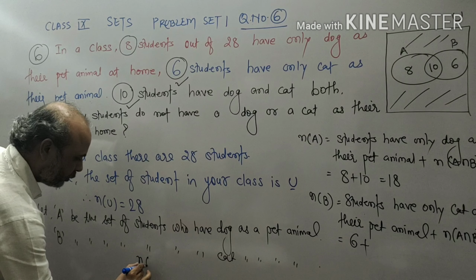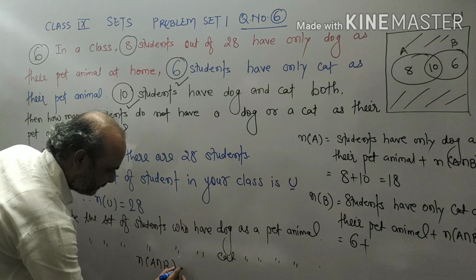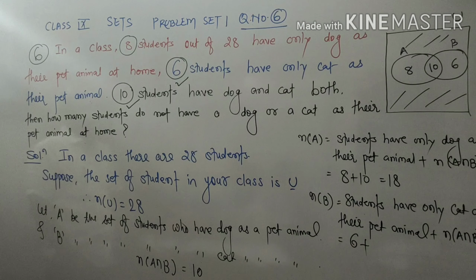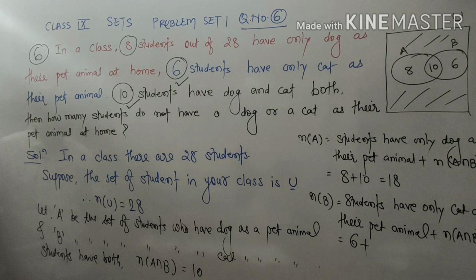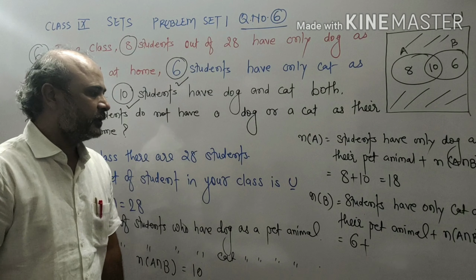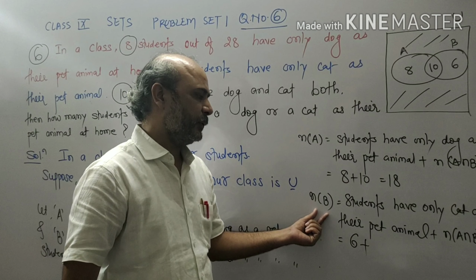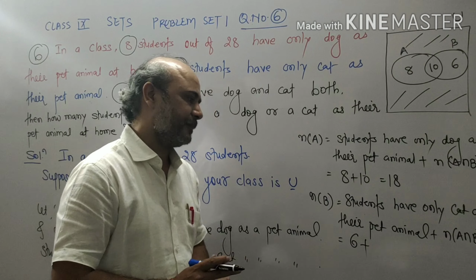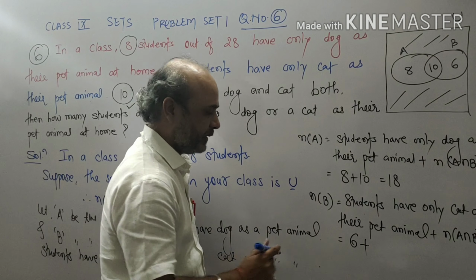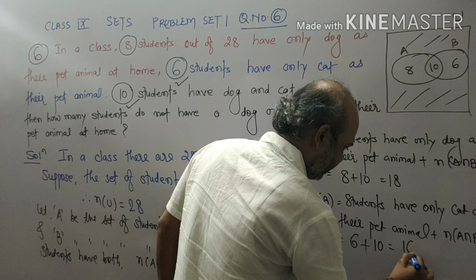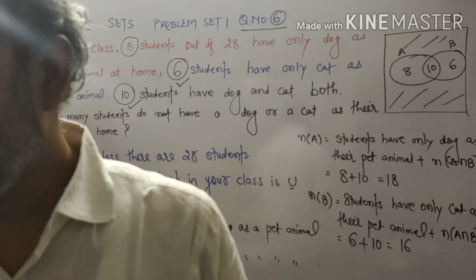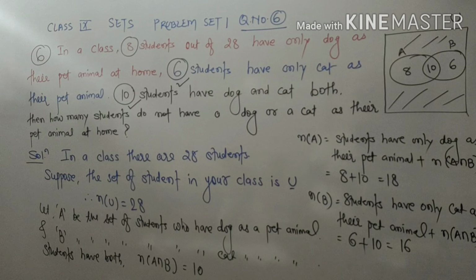I have like here number of A intersection B is what, student? 10. Clear? Means students have both. That is number of A intersection B is what? 10. So you write number of B is equal to, students have only cat as their pet animal, plus number of A intersection B, and number of A intersection B is what, student? 10. So you will get, student, what? 16. Clear? So you will get 16.